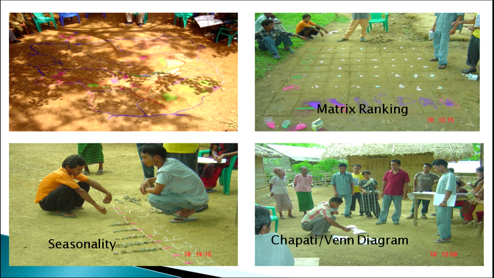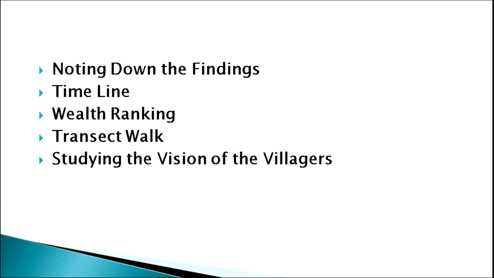Once the mapping of the village is done, as you can see here, matrix ranking is done, and different materials are used when we are doing matrix ranking. Also, with the help of villagers, whosoever is participating voluntarily, we talk about seasonality. Different stones are used here, if you can see, the stones represent different seasons, and with the help of cut papers in the shape of chapati, the Venn diagram is created. And while doing so, we note down the findings, a timeline is taken, wealth ranking is done, and a transect walk is also done. And studying the vision of the villagers as a whole is an important part.